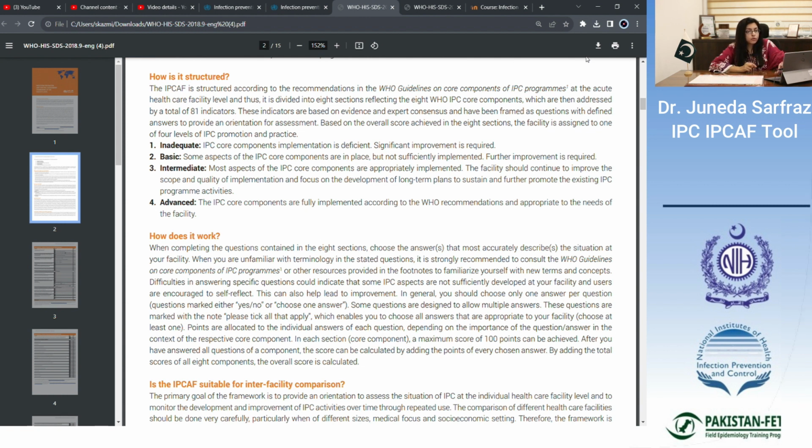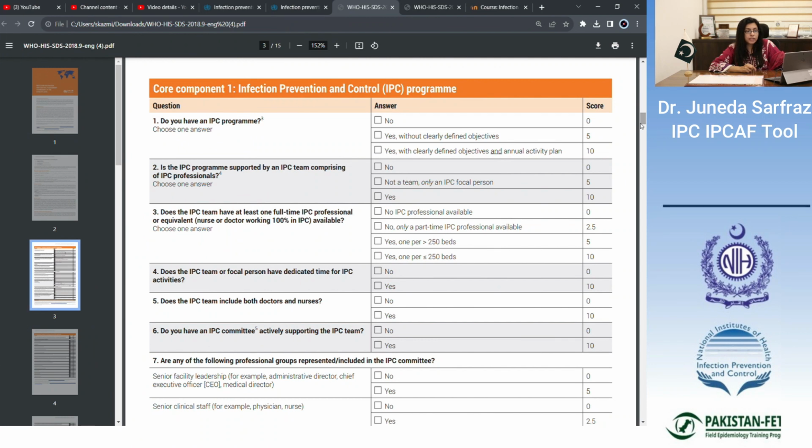Going through this, if you go to the second page, it starts off with the first core component, which is the infection prevention and control program. So the first question that is being asked is, do you have an IPC program? For example, assume that I am the person who is filling this up for my facility. Look at the answers. So the answer is no.